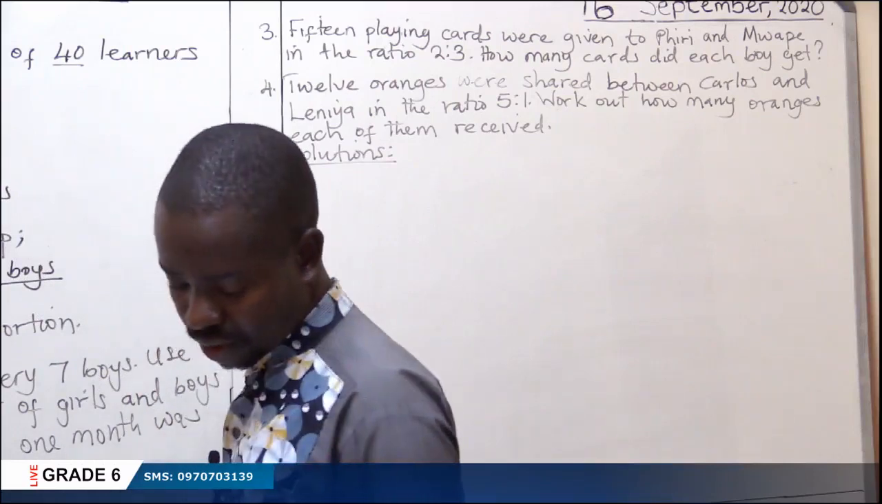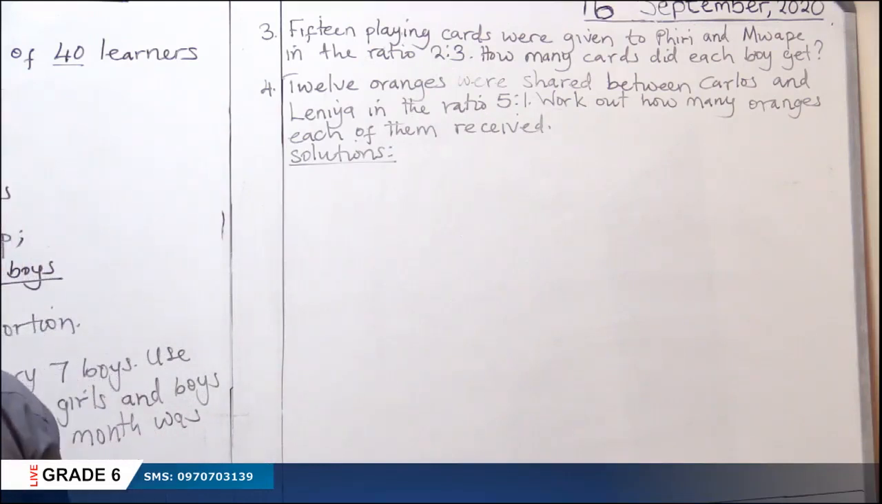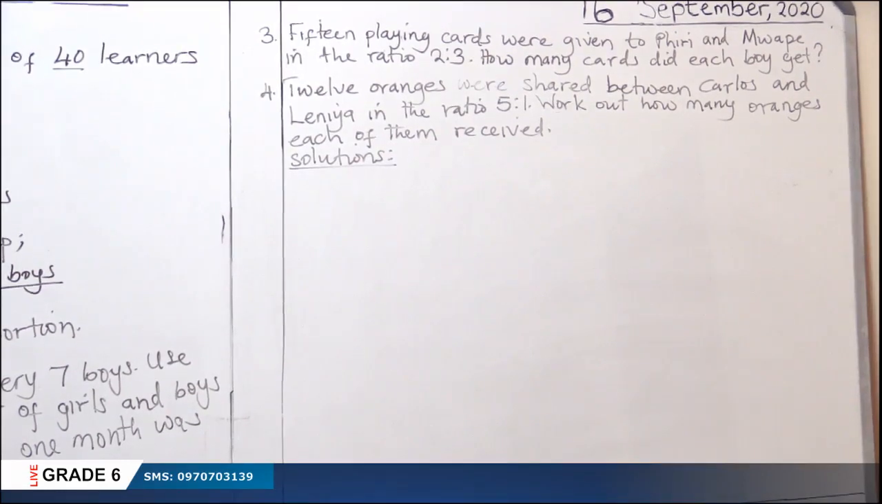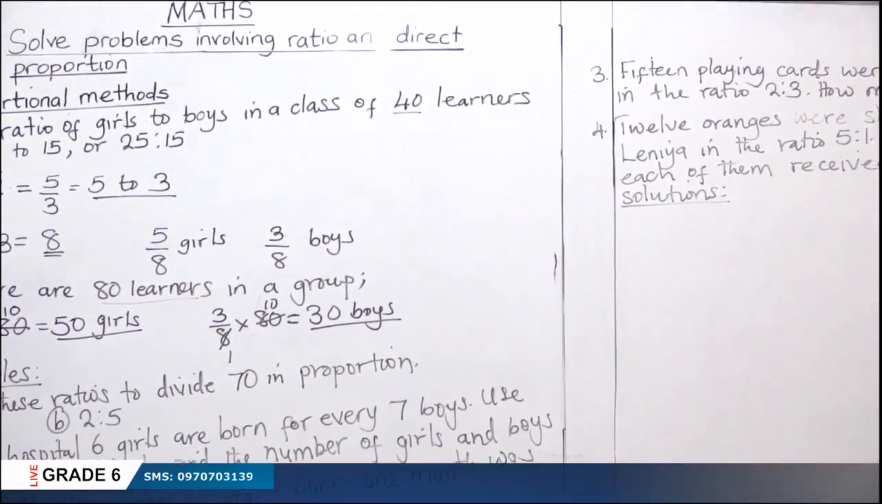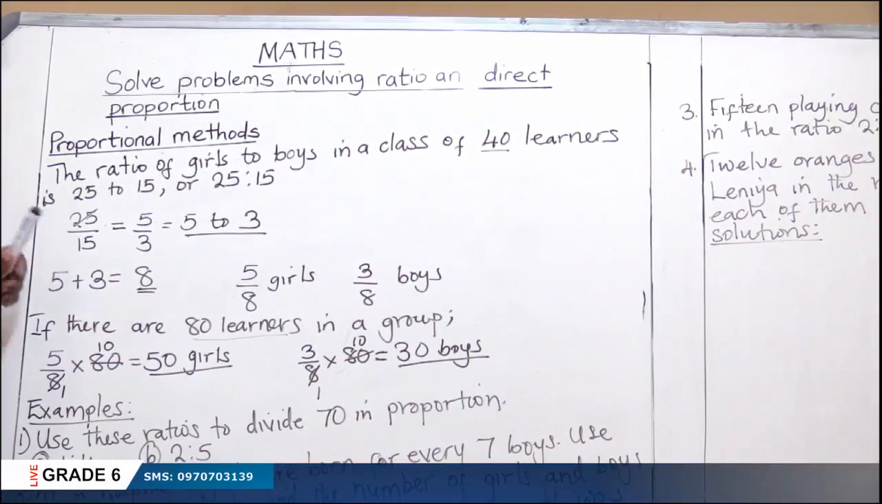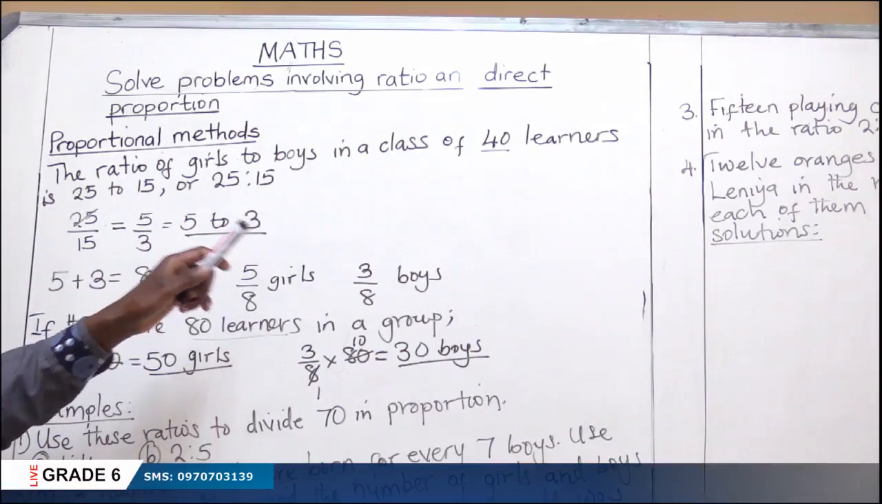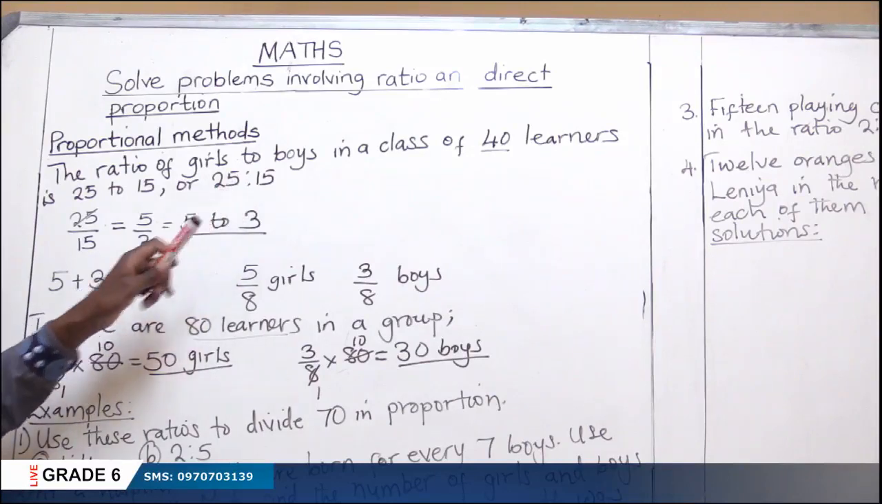All right, so boys and girls, those are the questions. Those are the examples that we have. Okay. So, boys and girls, if this is when you are joining us, welcome to grade 6 class. We are looking at how to solve problems involving ratio and direct proportion. I've just given an example on the board to say the ratio of girls to boys in a class of 40 learners is 25 to 15.